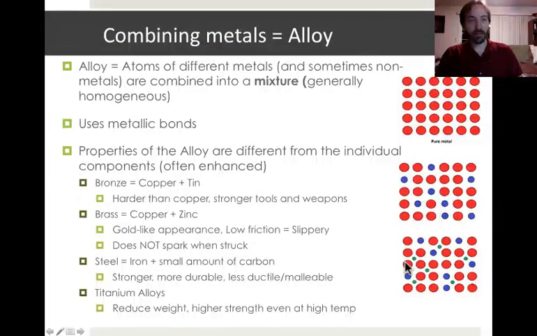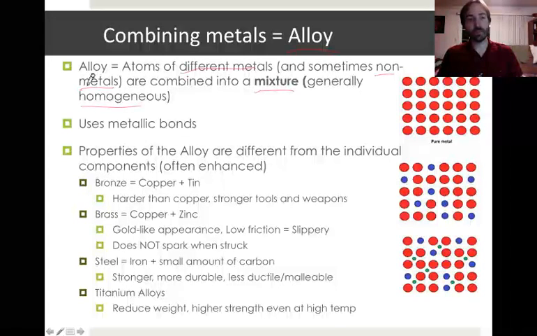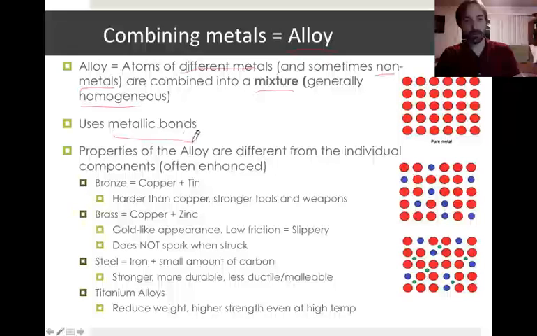Okay. Now the last idea I want to mention with regards to metallic bonds is that because of metallic bonds, we can form very, very special mixtures that we call alloys. Anytime we combine different metals, we create an alloy. An alloy is really just a mixture, and it's a homogeneous mixture. So it's always going to be different metals being combined, with the exception of occasionally you can do it with non-metals as well. Okay, so to rephrase, alloys are combinations of different metals, sometimes non-metals as well, in a homogeneous mixture. But the big thing is you're using metallic bonds.